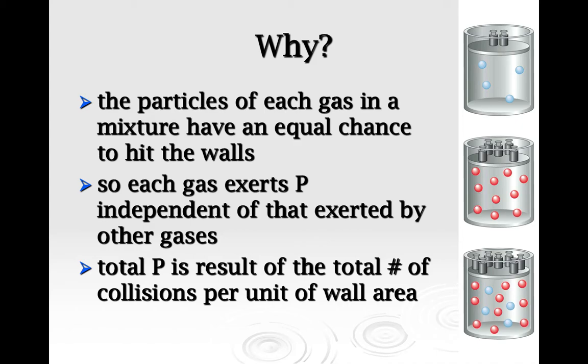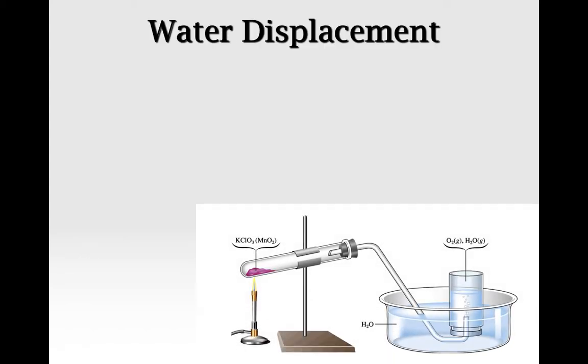Picture-wise, blue would be one gas, red would be another gas. They have specific pressures by themselves that are different. When I put them together, all I have to do is add up those pressures, and that will give me the total pressure. So that top one would be P1. The middle one would be P2. Put them together would be P1 plus P2. Pretty simple. How do we use this in chemistry?